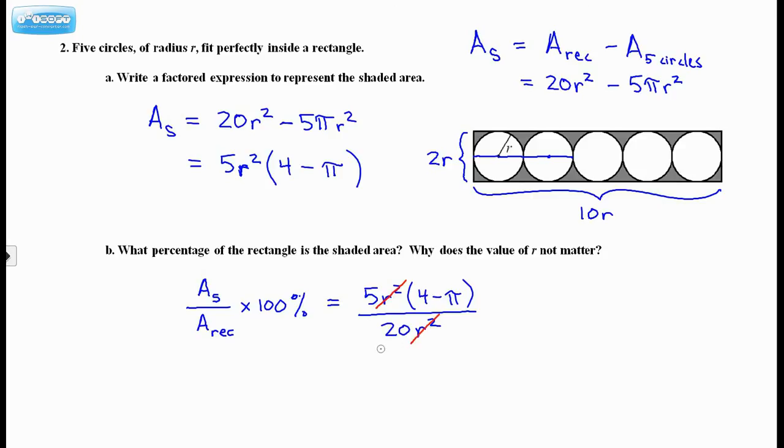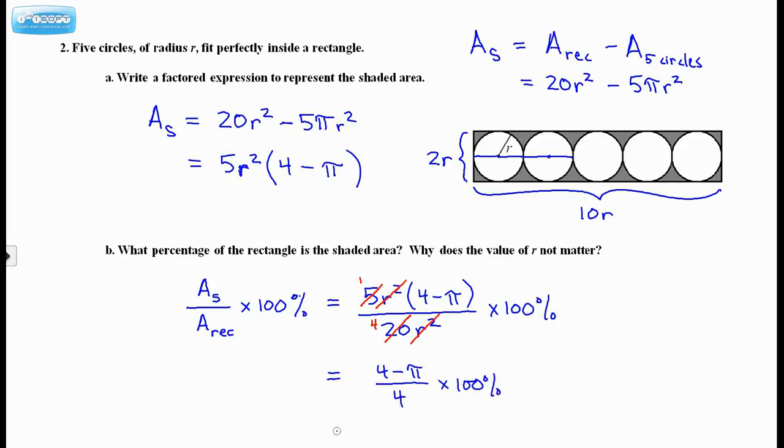And then 5 over 20, that's reducible. This is 1, this is 4. All right, so here I'll put in that times 100. Haven't worked it out yet. So this gives me 4 minus pi divided by 4 times 100.